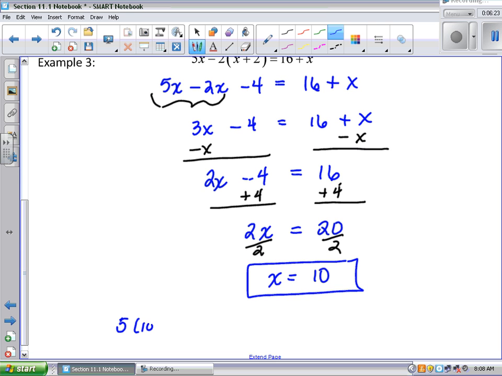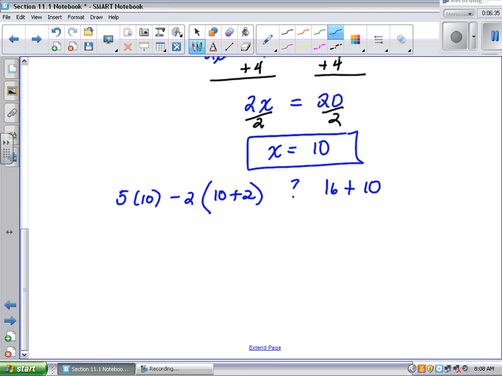Is 5 times 10 minus 2 times the quantity 10 plus 2 equal to 16 plus 10? You can check this on your calculator or by hand. I think I'm pretty quick by hand. So 50 minus, 10 plus 2 is 12, and 2 times 12 is 24. 50 minus 24 is 26, and 16 plus 10 is 26. Both sides of the equation are the same, so my answer does indeed check.